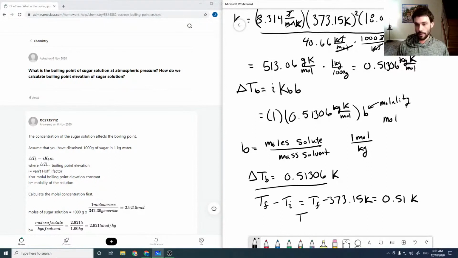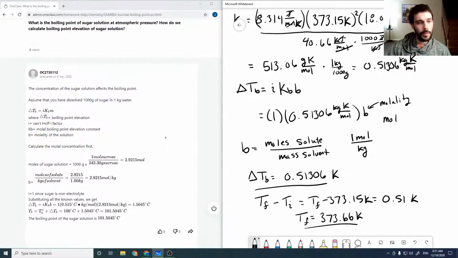And so our boiling point of our sugar solution would then be, so moving this to the other side, just 373.66 Kelvin. So a sugar solution that was a mole per kilogram would boil at 373.66 Kelvin. And we can use this same constant for any molality, and so all you need to do is figure out the new molality.